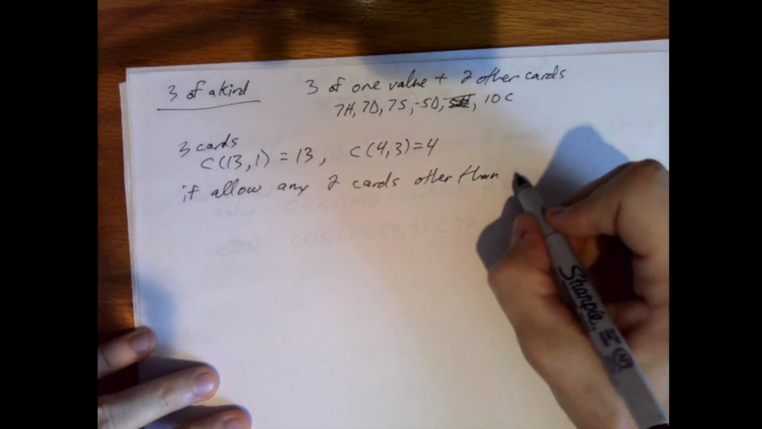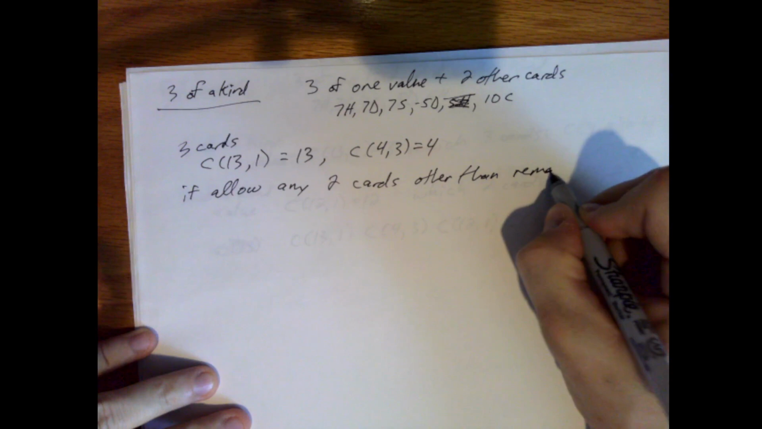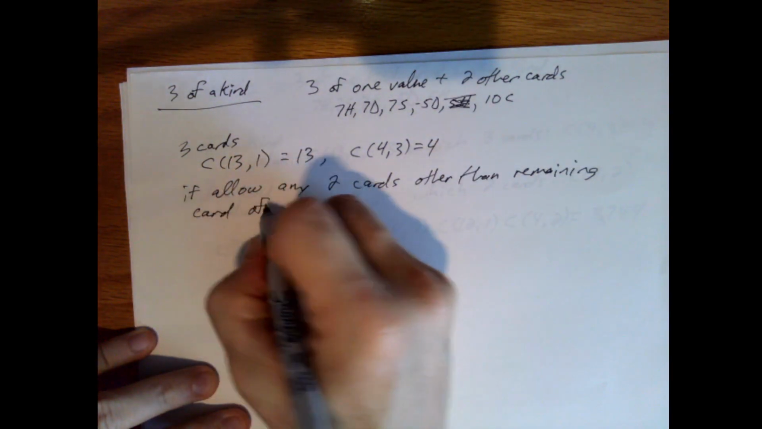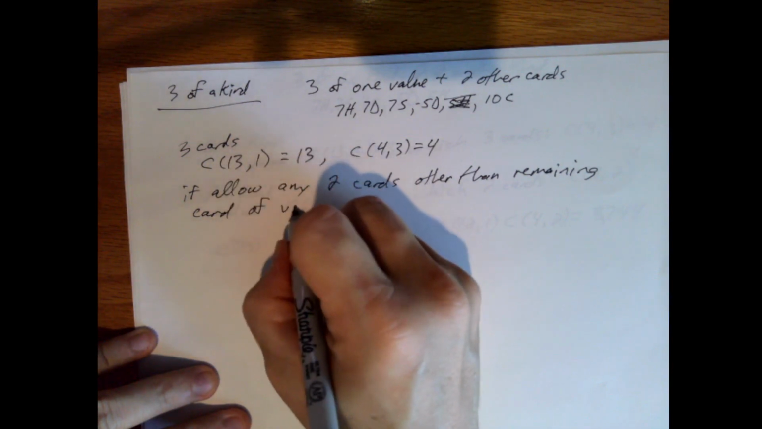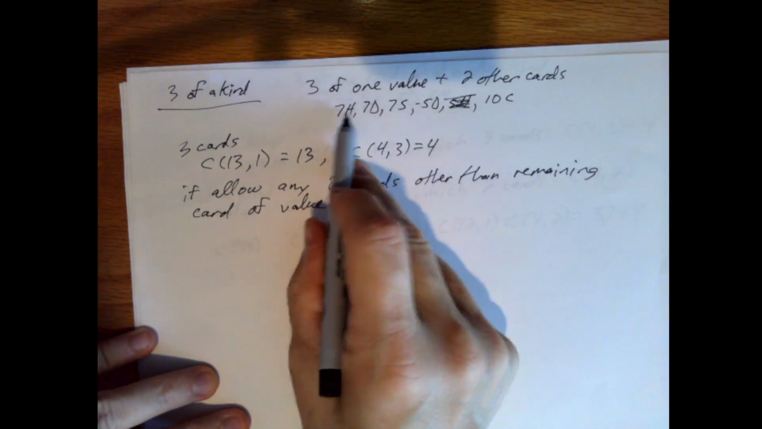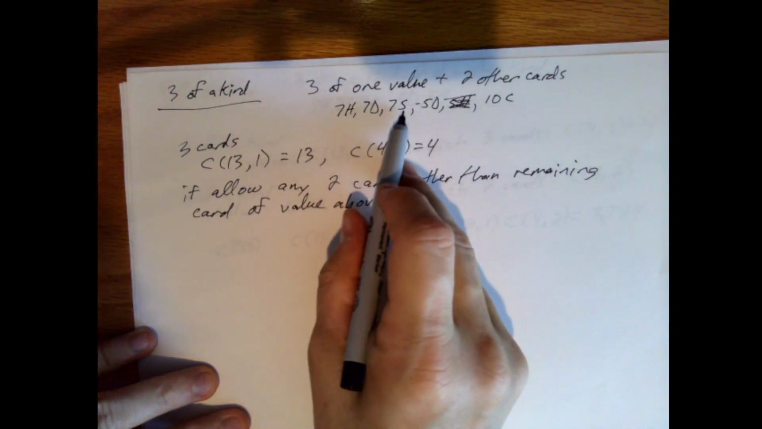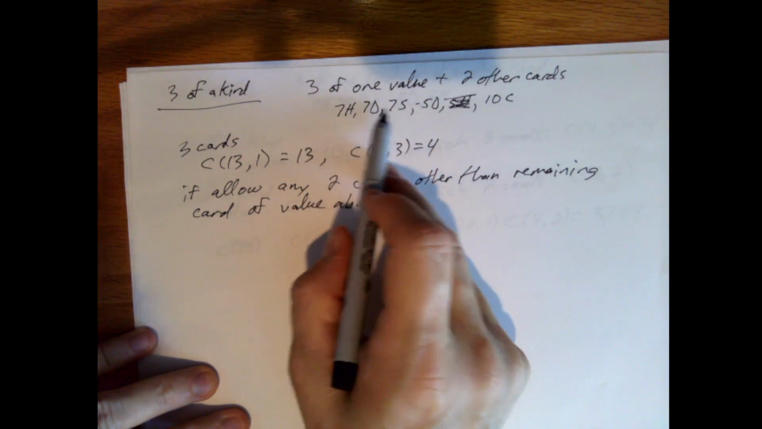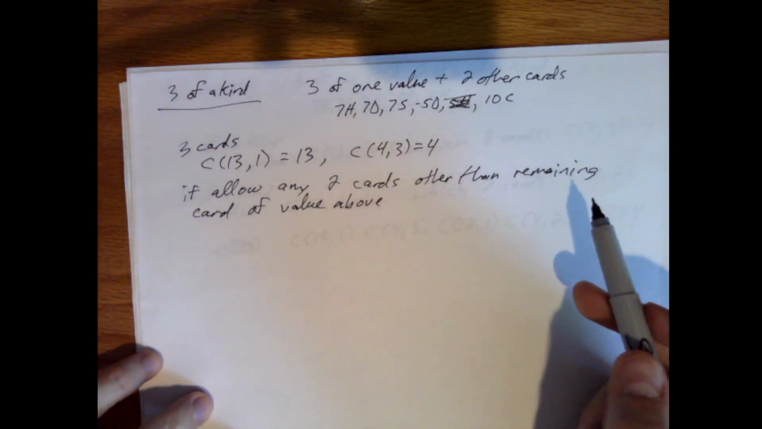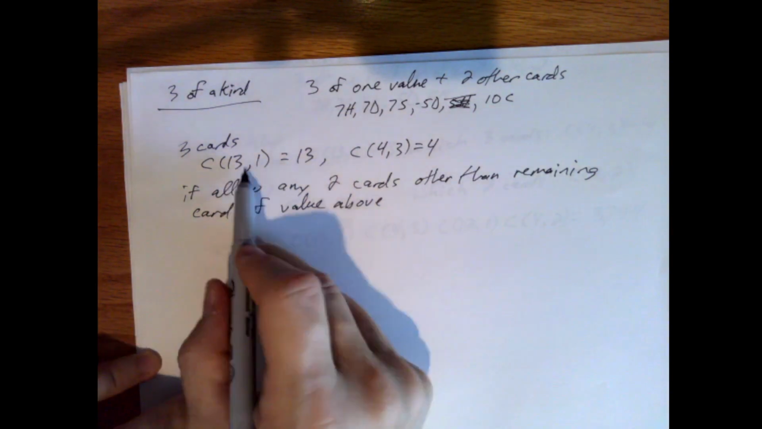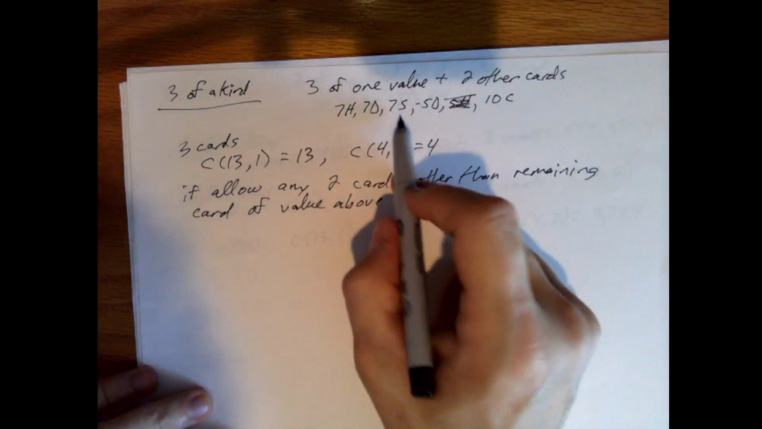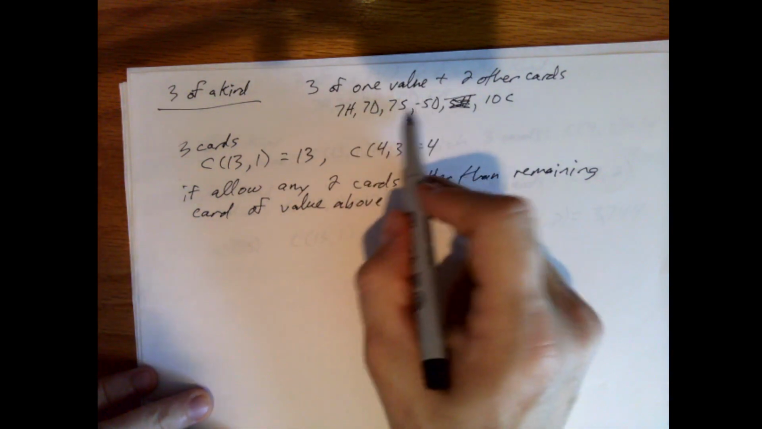the remaining card of the value above. So what I mean, I'm not allowing, in this case, if I had the 7 of hearts, 7 of diamonds, 7 of spades, I don't allow the 7 of clubs. So what would we have then? Well, we picked 3 cards, but really we have to throw out the 4th card, the other 7 here.